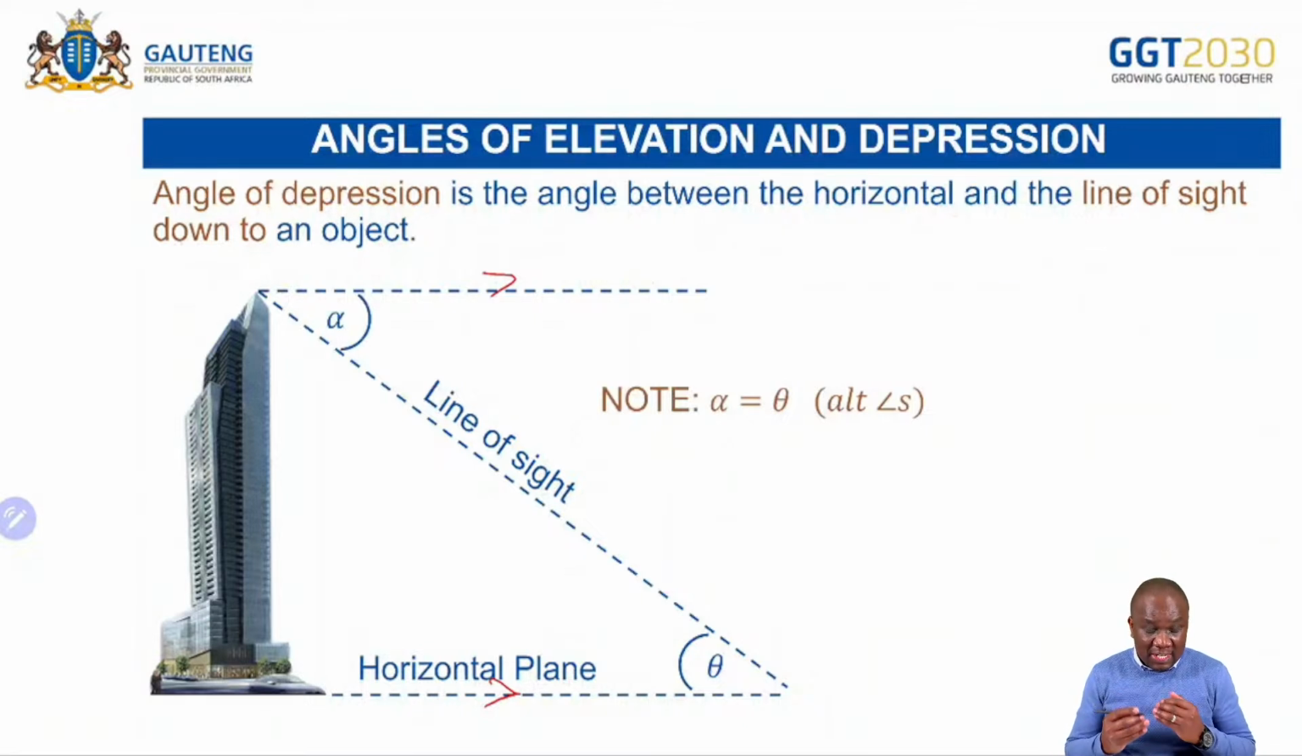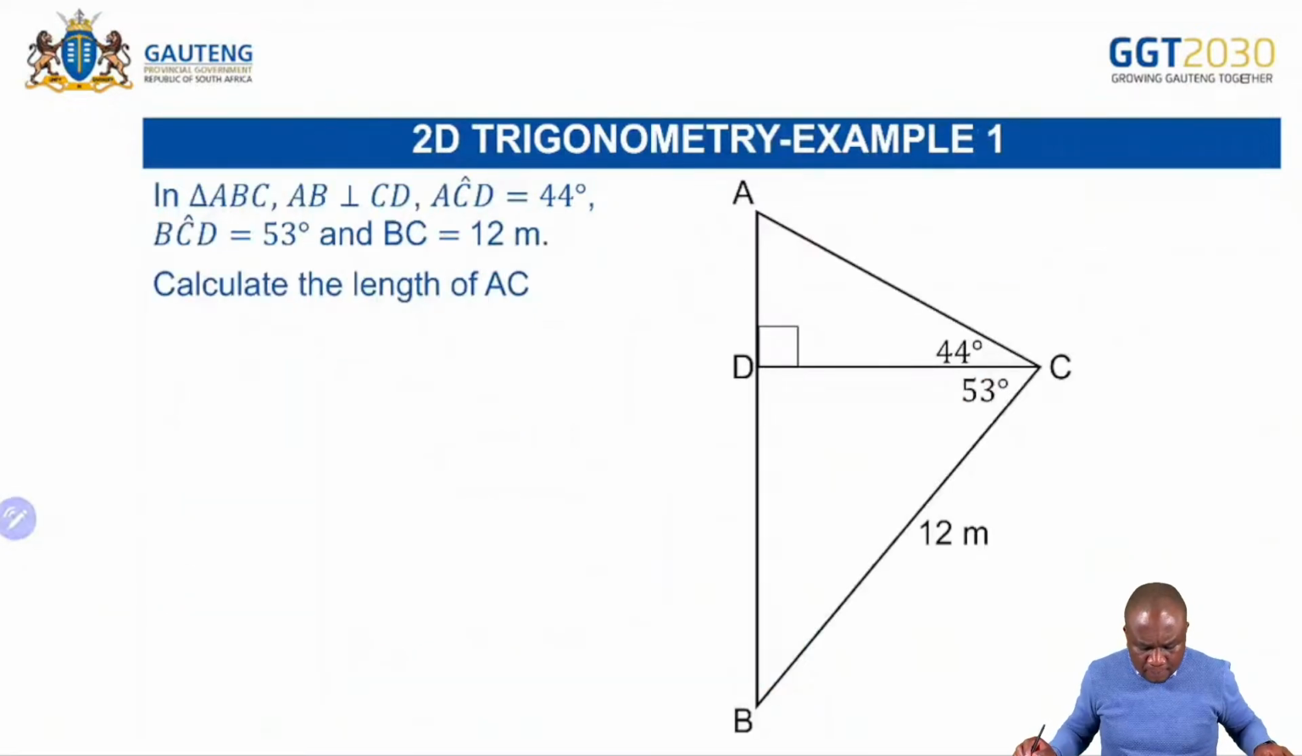Please pay attention and write your short notes as we discuss. In triangle ABC, that's the big triangle. You can see the big triangle there, triangle ABC. AB is perpendicular to CD. We can see this angle here is 90 degrees. And then ACD is 44 degrees, and then BCD is 53 degrees, and BC is 12 meters. Now, calculate the length of AC.